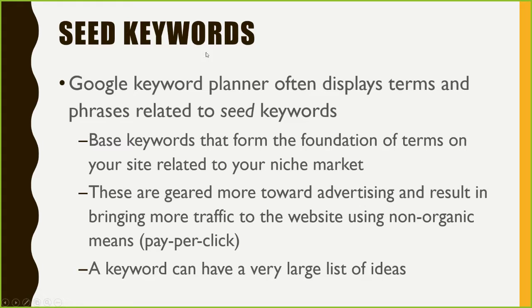Now, there's a term here called seed keywords. And the Google Keyword Planner has a way to show this as well. But essentially, they are the base keywords that help form a foundation of terms for your site. These seed keywords are more geared towards advertising, and because of that, they can help bring in more traffic to your site. And of course, you can always use non-organic methods, such as pay-per-click. But as you can see here, the idea of a seed keyword is that it can have multiple ideas approached with it.